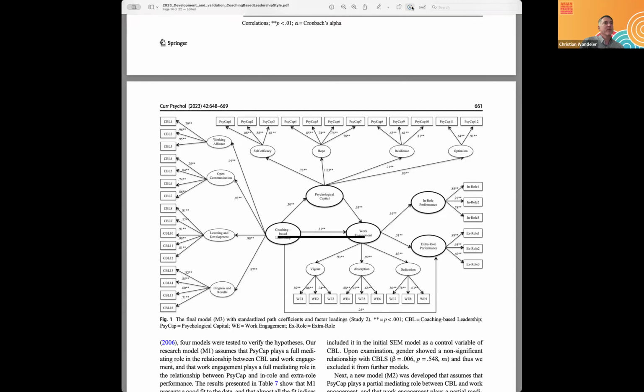I'm trying to get this pen going here. Wait a minute. There we go. All right. So there's a lot going on, but first of all, the boxes are the actual items, right? And did you guys know that? The questions on the survey. Yes. So these three questions form the construct working alliance, right?